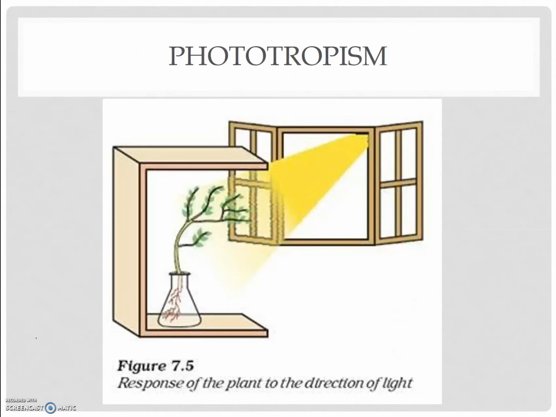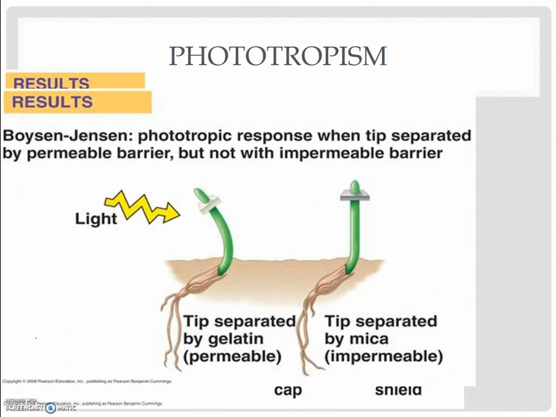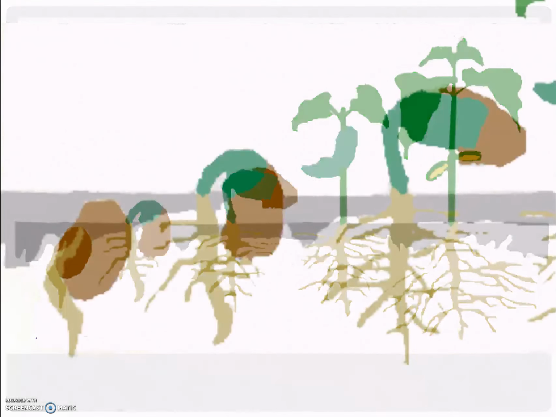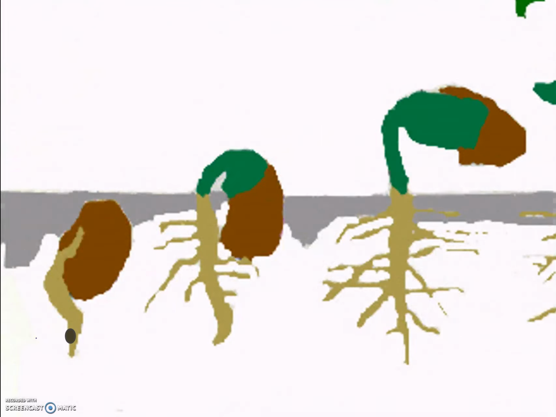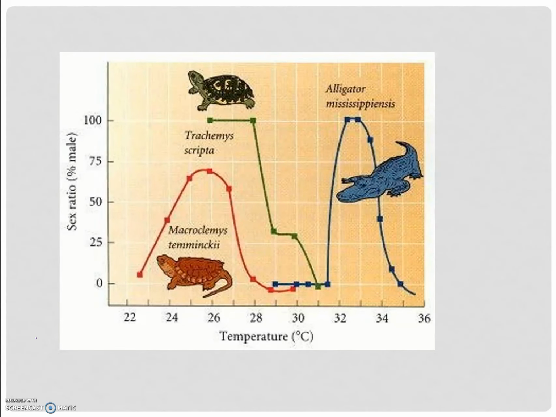I'm going to skip that for now. Then we have phototropism, plants growing in response to light. They actually do this with hormones called auxin. We have gravitropism. The plants will actually make really dense granules of starch that will sink to the bottom of the cell. They can sense gravity.